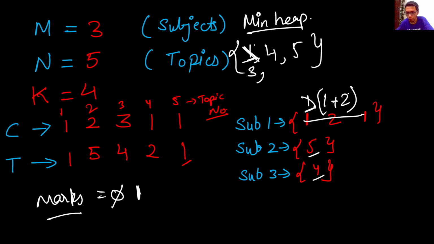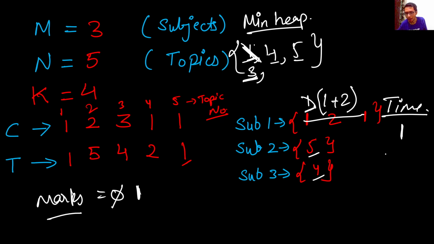We'll also keep a count of the time that we have consumed till this moment. So I have deleted this one from this min heap. So I have studied a topic that consumed 1 hour of my time. So till now the time is 1 hour, right? So now we have 3, 4, and 5. Which out of these three is the minimum? So 3 is the minimum over here.